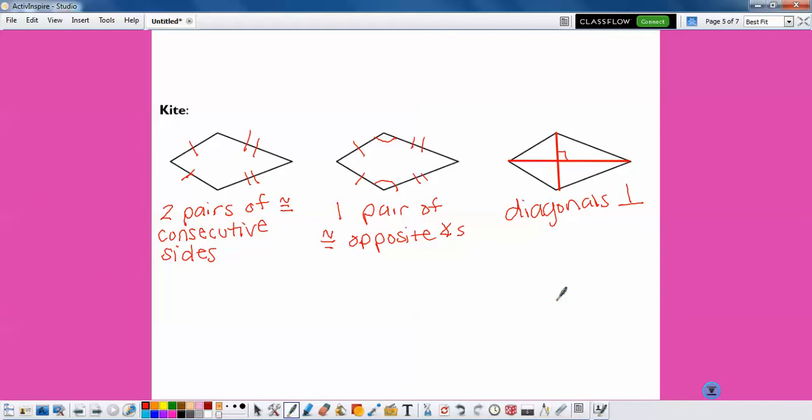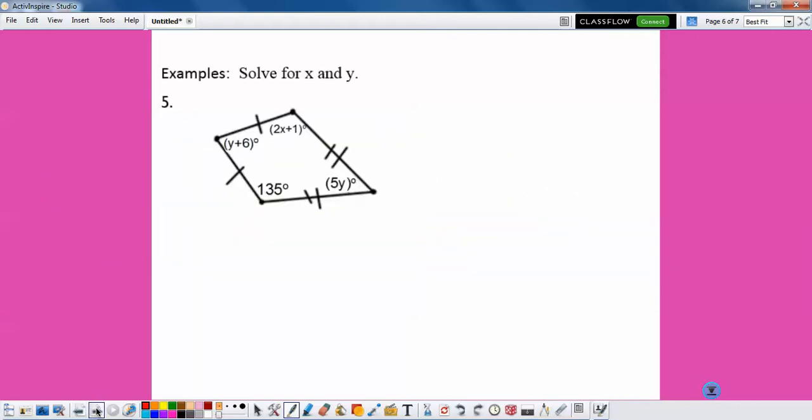So let's use these ideas to help us out. Solve for x and y. Well, let's start with x because those are the sides in between the two different sides. Since those angles are congruent, 2x plus 1 has to equal 135. 2x would equal 134. So x equals 67. So we know this angle is 135 and this angle is 135.